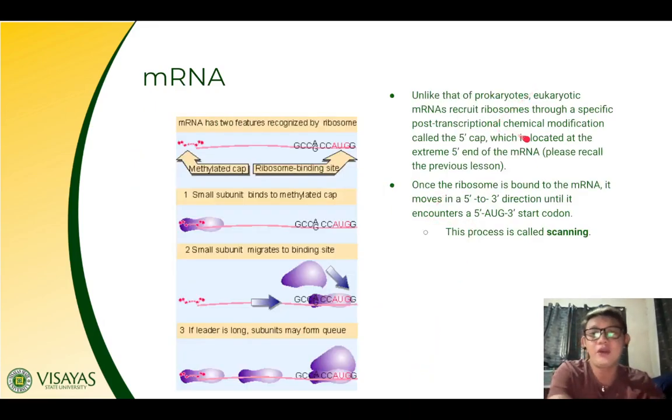Unlike that of prokaryotic, eukaryotic mRNAs recruit ribosomes through a specific post-transcriptional chemical modification called the 5' cap, as we have talked about earlier, which is located at the extreme 5' end of the messenger RNA. In a previous lesson, we know that the 5' cap is 7-methyl guanosine. Once the ribosome is bound to the messenger RNA, it moves in a 5' to 3' direction until it encounters the start codon. This process is called scanning.